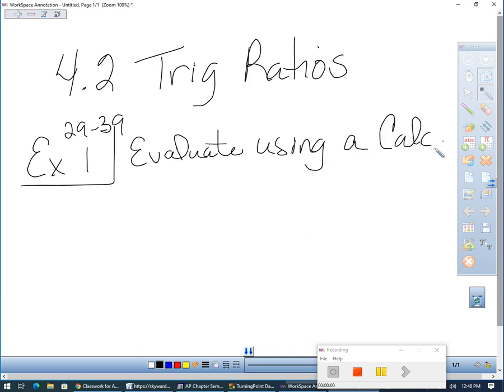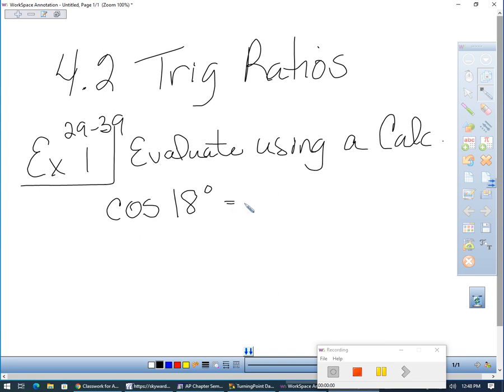But here's a couple things I want to point out. Your calculator has 2 different modes. There's degrees and there's radians. You are going to be bumping back and forth between the 2 depending on the problem, so you got to pay attention.